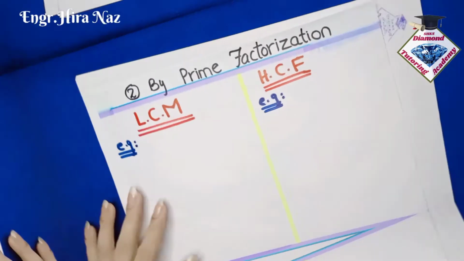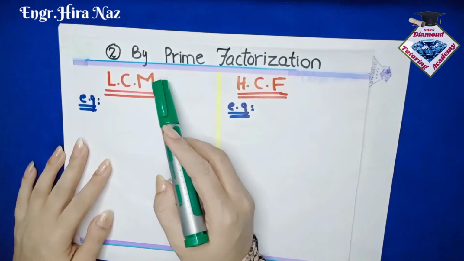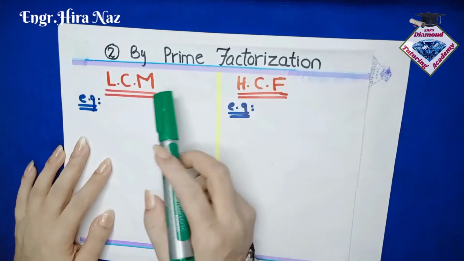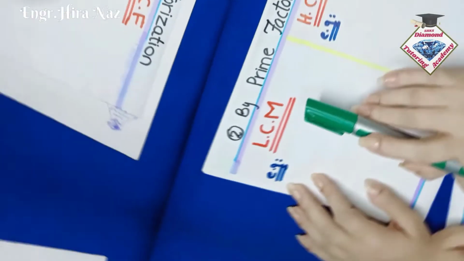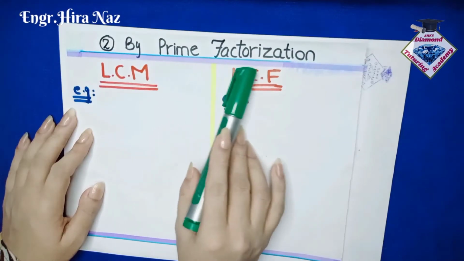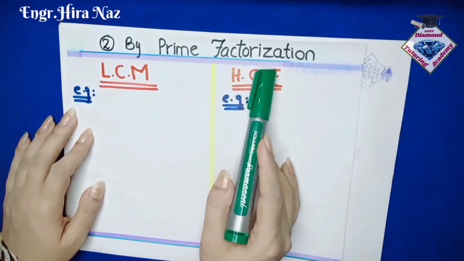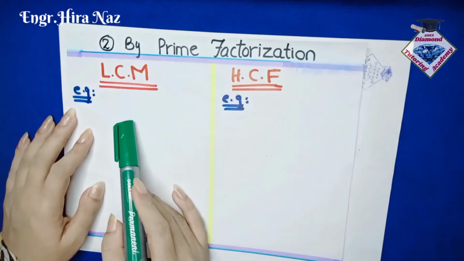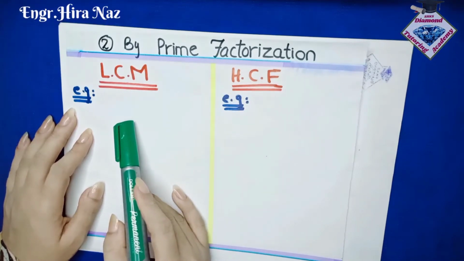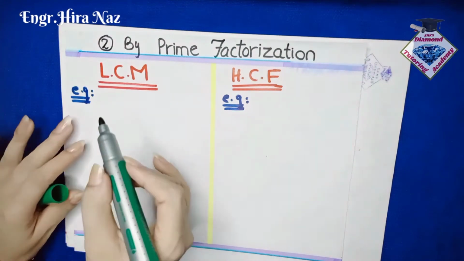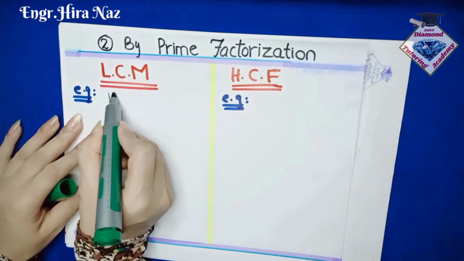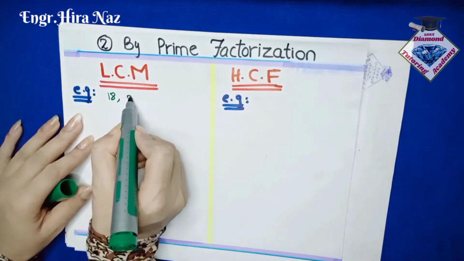Understand? Let's move toward the next method to find LCM or HCF, which is prime factorization. In the case of prime factorization, you have to divide the given numbers by prime factors. Let's start with an example. Let's suppose we have 18 and 24.